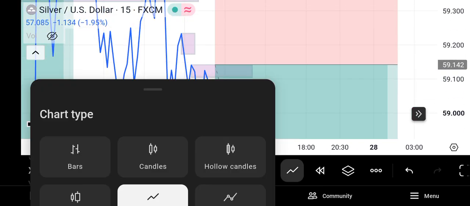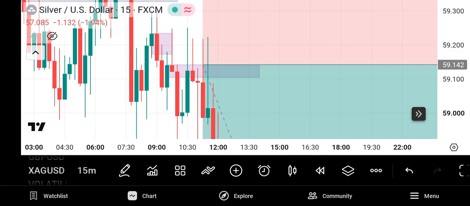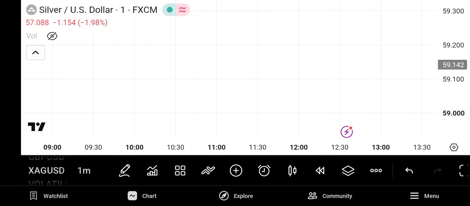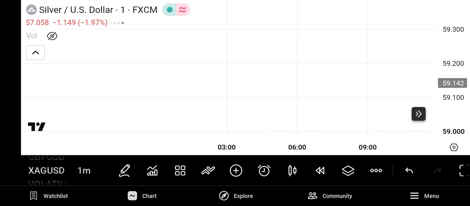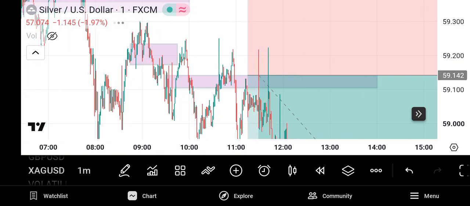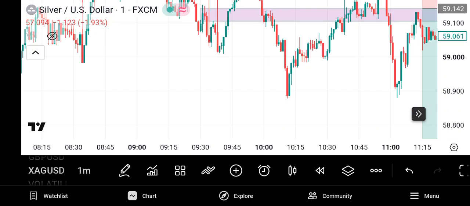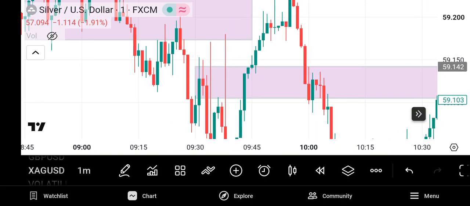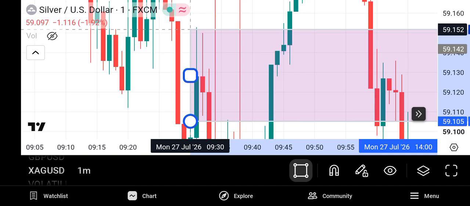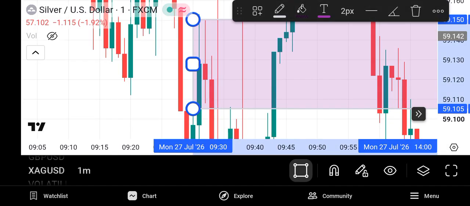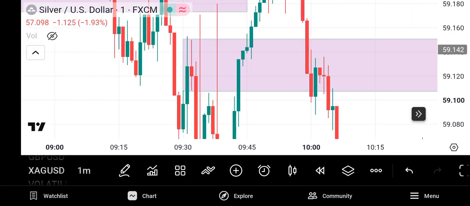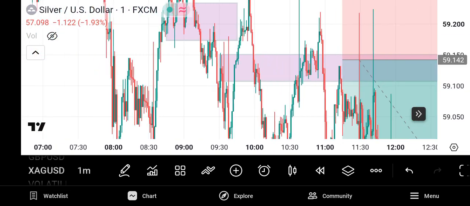So since that was what was remaining, then you can see I marked it out, and then I go to my 1 minute to refine it to the last up candle. So you see, this was the last up candle. This particular candle now was the last up candle that was showing yesterday. This candle was the last up candle that I saw, then I marked it out.